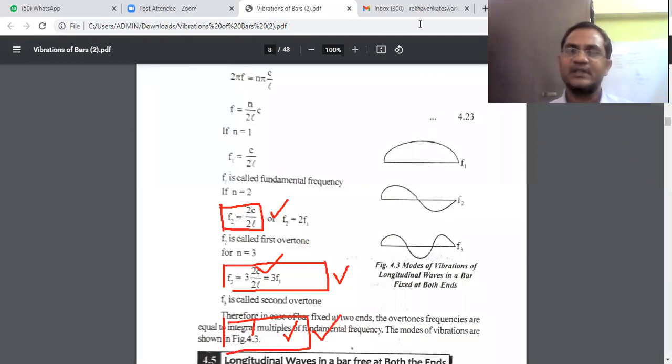Okay, so this is the concept we discussed in this class.